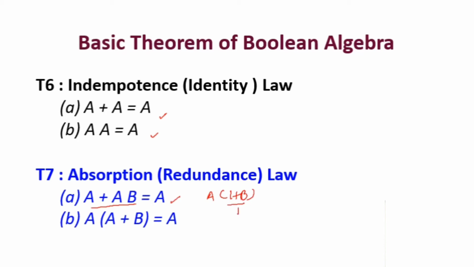Similarly, this A into A plus B is also equivalent to A. So if you open the brackets, you will be getting A into A plus A into B. This A into A is equivalent to A, and this is again AB. So if I take A common from there, it becomes 1 plus B. So this 1 plus B again becomes 1. So A into 1 is equivalent to A. Okay.